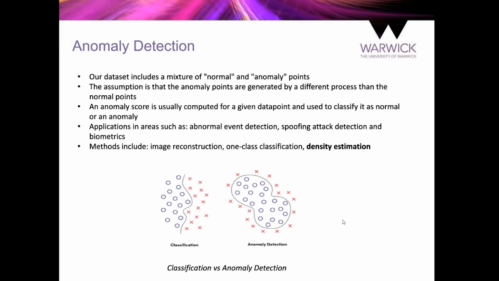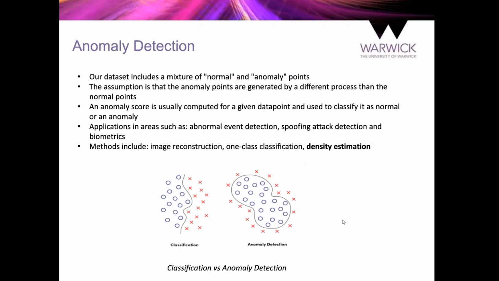So now we can start delving into the details of anomaly detection. Anomaly detection makes the assumption that our dataset includes a mixture of normal and anomaly points, and that the anomaly points are generated by a different process than the normal points. So there's always going to be a way that we can distinguish between the two somehow. Usually anomaly detection involves computing an anomaly score for a given data point, and that anomaly score can later be used to classify the data point as an anomaly or an inlier.